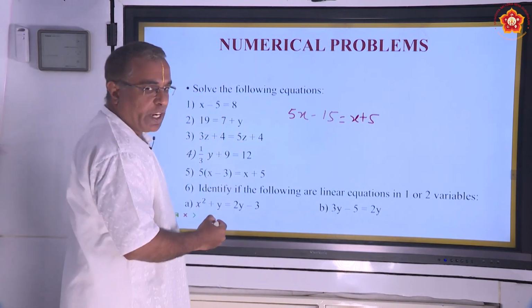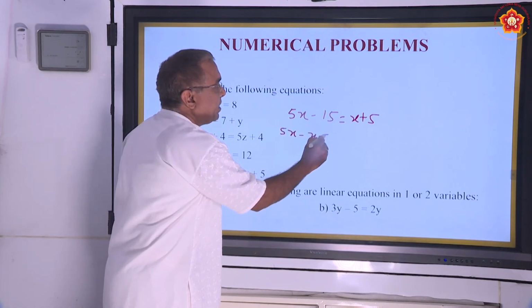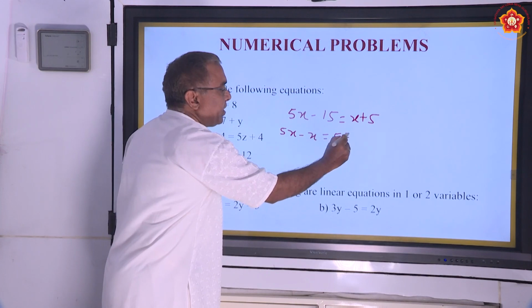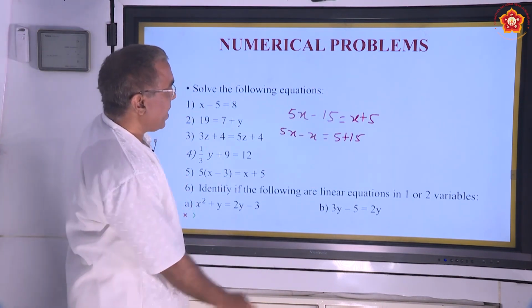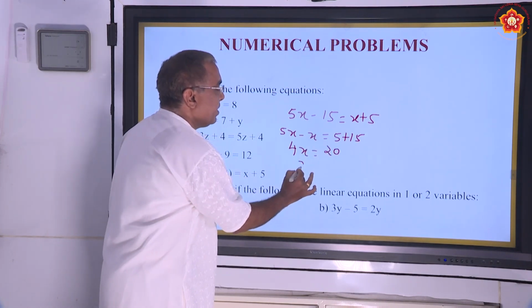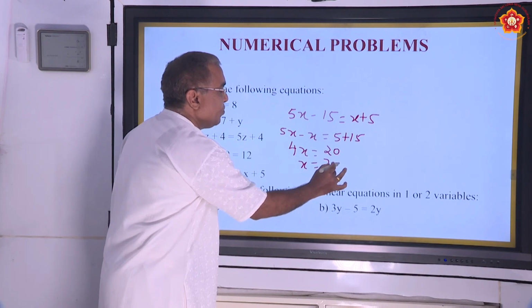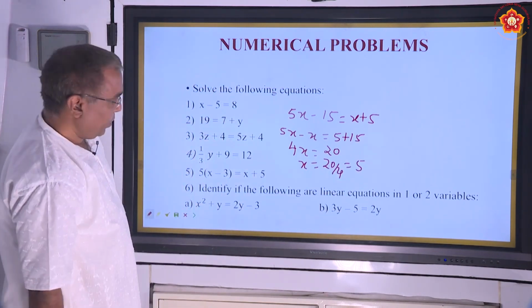Bring all the variable terms to the left hand side. We have 5x minus x equals 5 plus 15. Constants are being brought to the right hand side. So, 5x minus x will be 4x and 5 plus 15 will be 20. That gives x equals 20 by 4 equal to 5. This is the required solution.